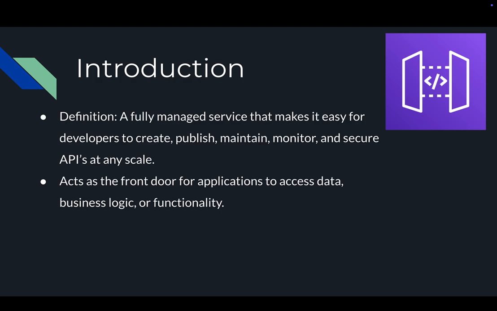So now I'm going to read this definition off the slide. This is the Amazon API Gateway definition, which is a fully managed service that makes it easy for developers to create, publish, maintain, monitor, and secure APIs at any scale. Basically, API Gateway acts as the front door for applications to access data, business logic, or any functionality from your backend service.